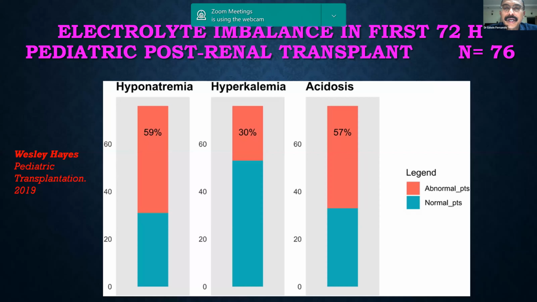So this is a study of 76 renal transplant recipients looking at electrolyte imbalance in the first 72 hours. This is a pediatric cohort. So you find hyponatremia in about 59%, hyperkalemia about 30%, and acidosis in 57%. So I shall concentrate on these three aspects alone.